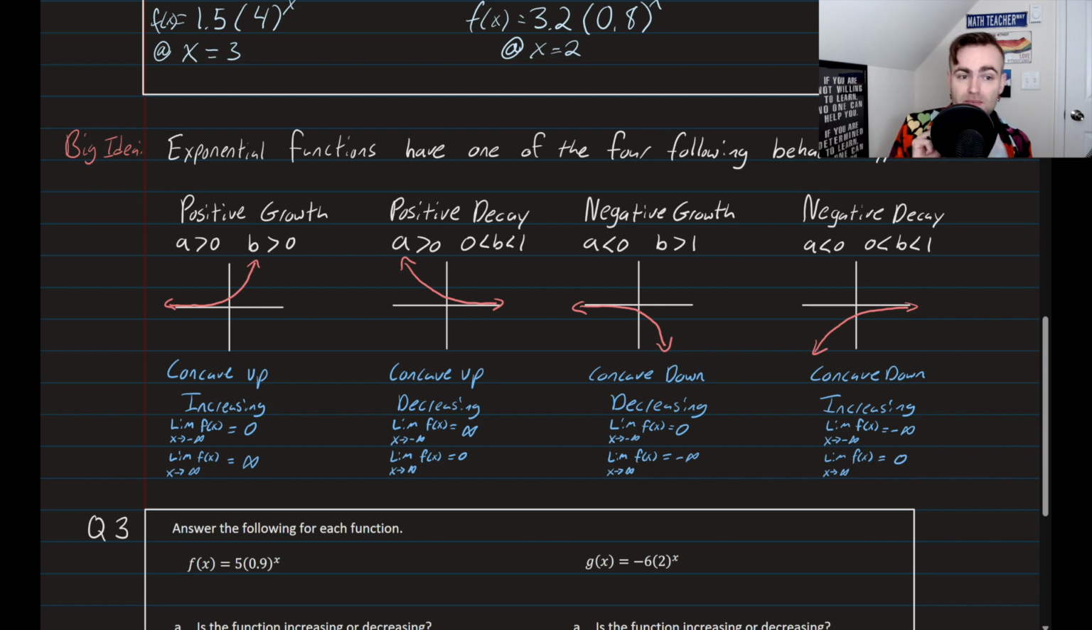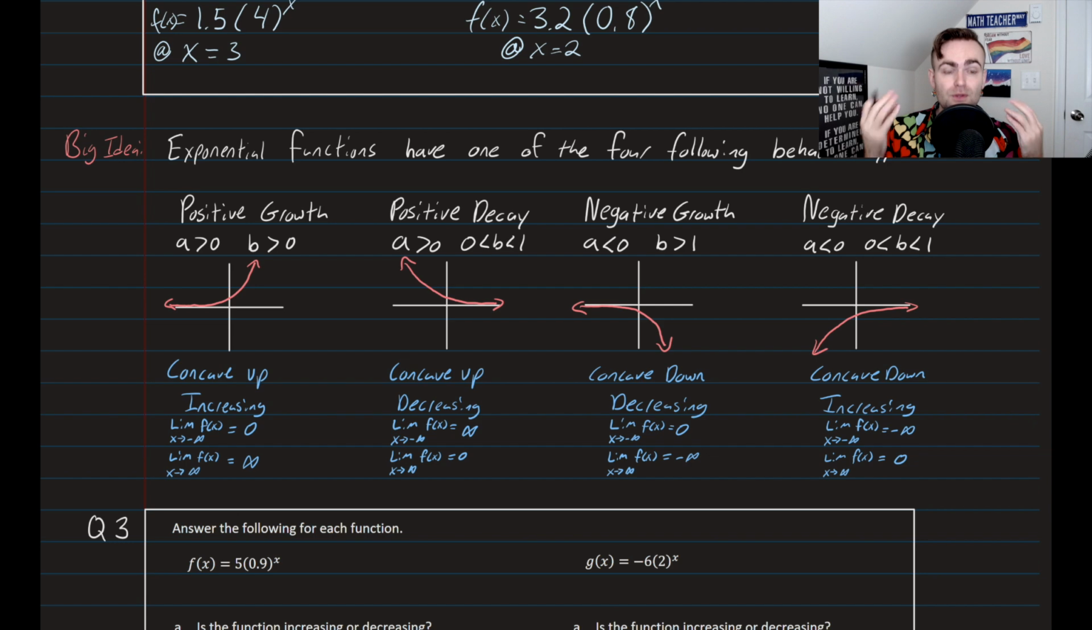And it's always going to either be concave up or concave down. So it's always going to have those properties. I've given these names based off of the experience I've had teaching pre-calculus in the past, and these are the names that I used before. And I quite like them because they describe the behaviors quite well, especially with the definitions we set up in the beginning. So positive growth means that the a value is positive.